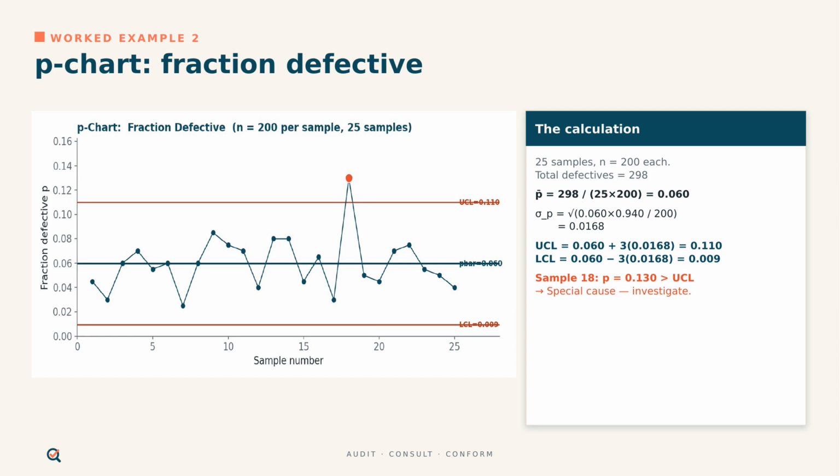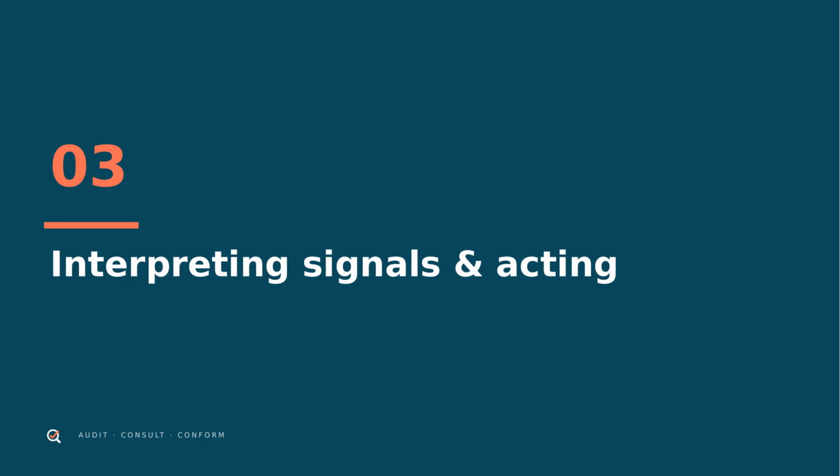A quick attributes example: 25 samples, 200 units each. Total defectives across all of them, 298. So the average fraction defective is 298 divided by 5,000. That's 0.060, or 6%. The standard deviation of that proportion works out to about 0.0168. The upper control limit is 6% plus 3 of those, about 11%. The lower limit is just under 1%. Then sample 18 comes in at 13%, above the upper limit. Special cause. Investigate.